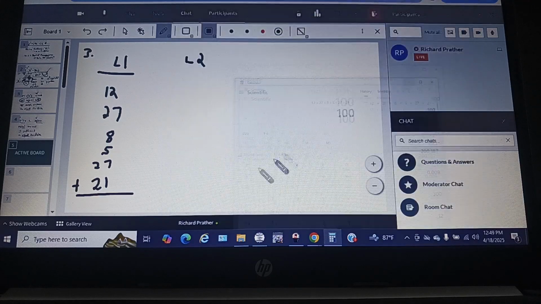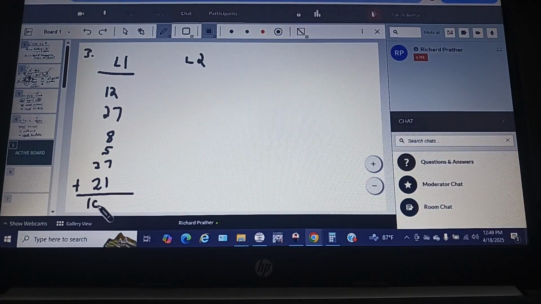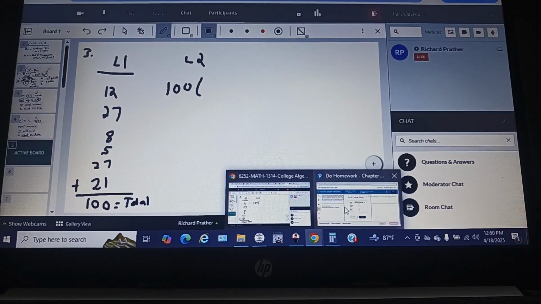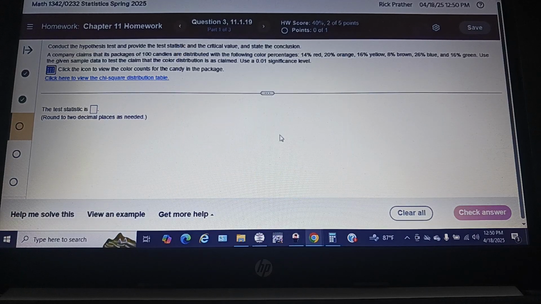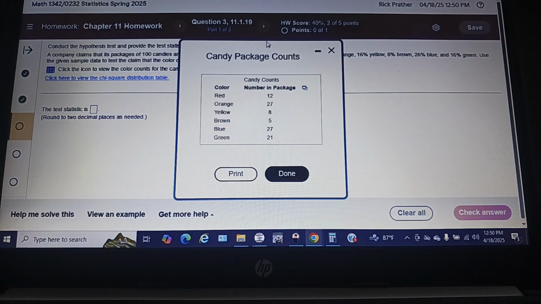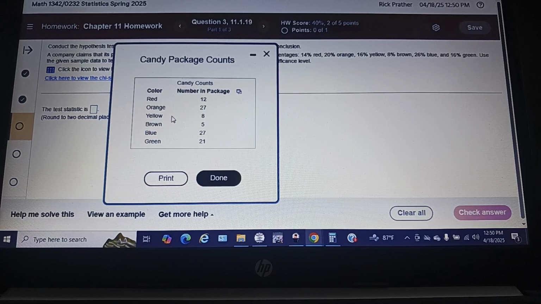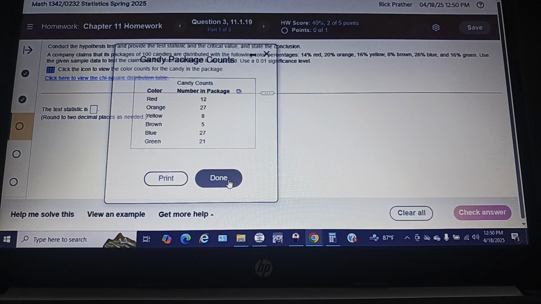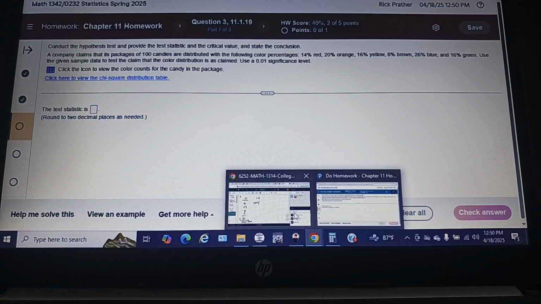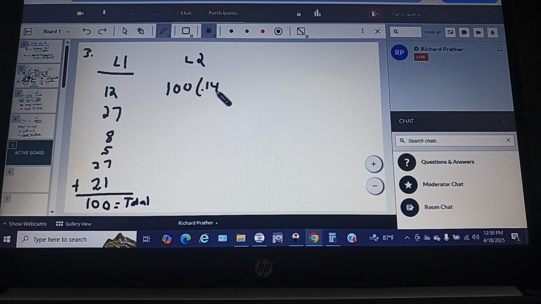Okay, it's nice when this comes out to 100, but it could come out to anything. So whatever the total is, you have to take the total and multiply by the given percentages, changed to decimals too. So let me make sure the order was the same. Red, orange, yellow, brown, blue, green. Yes, the order is the same. So the red is 14%. If the total's 100, this turns out to be easy because 100 times 0.14 takes me right back to 14. So it's going to seem like I'm putting just the percentages down, but it's only because I'm multiplying by 100.